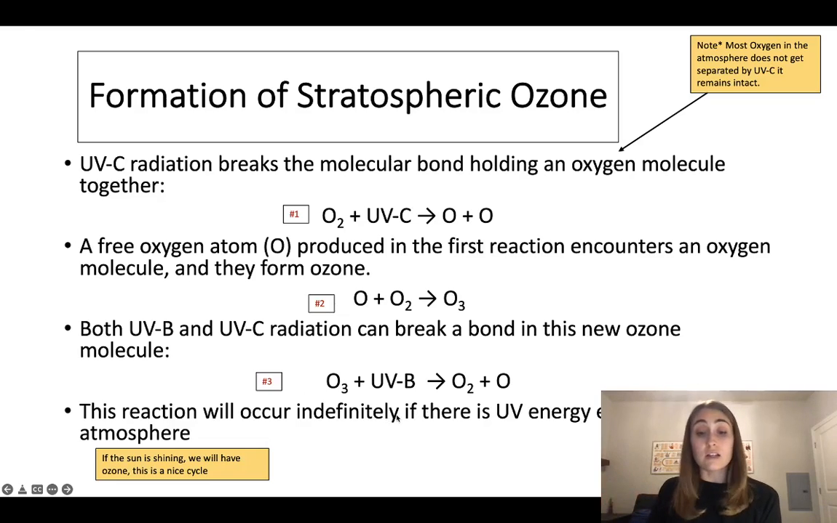So this will occur indefinitely as long as there is UV entering into the atmosphere. We like this because as long as the sun is shining, we should have an ozone layer above us. And we call this constantly occurring, breaking down and forming, a steady state equilibrium.